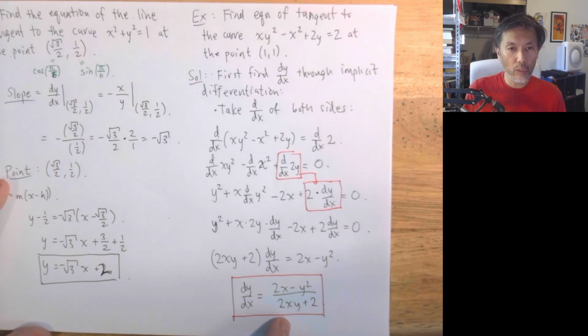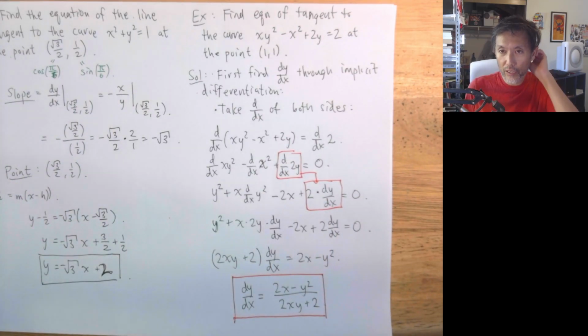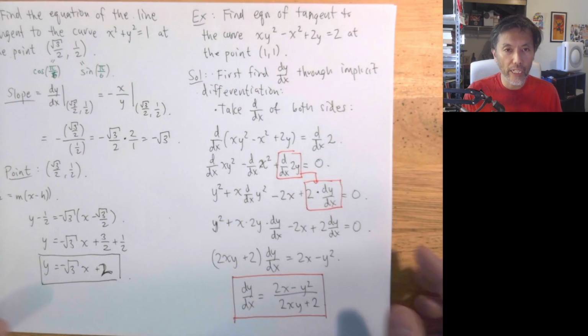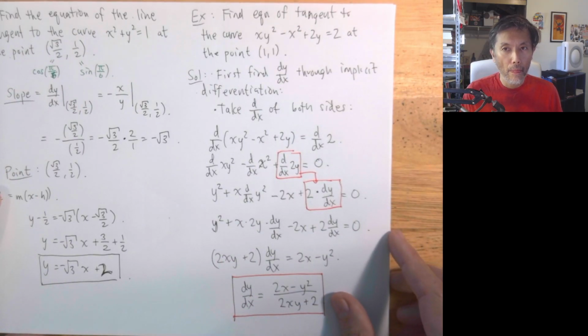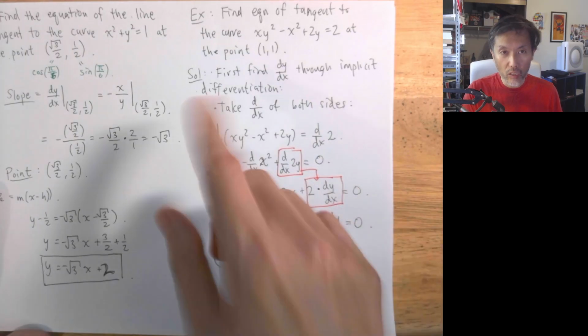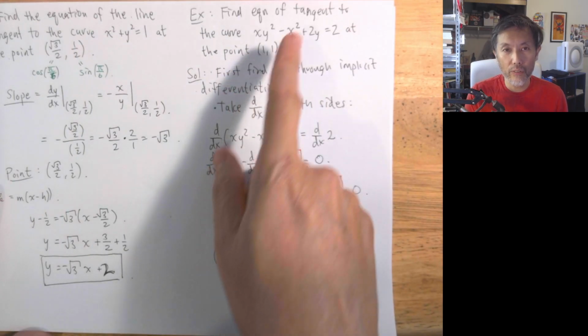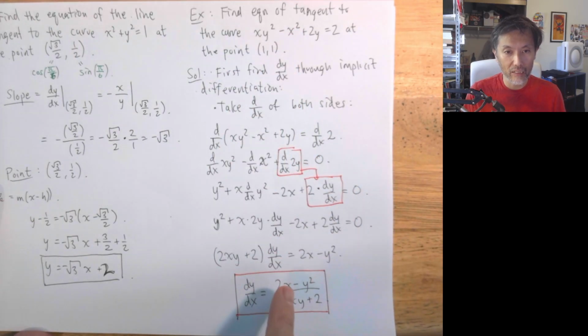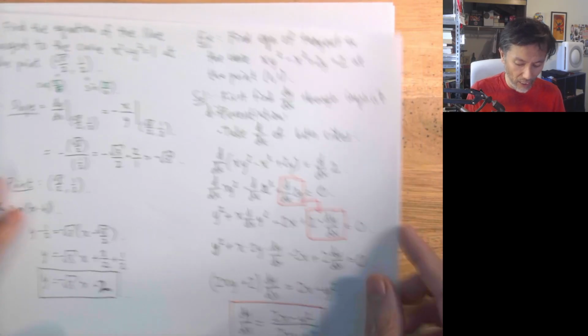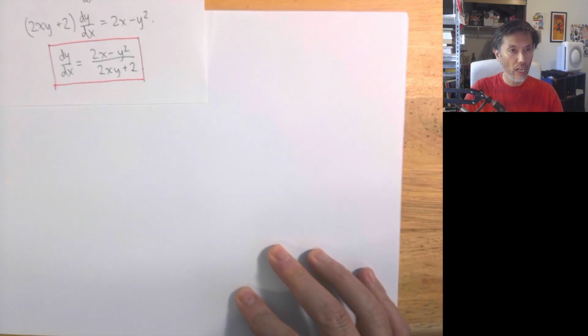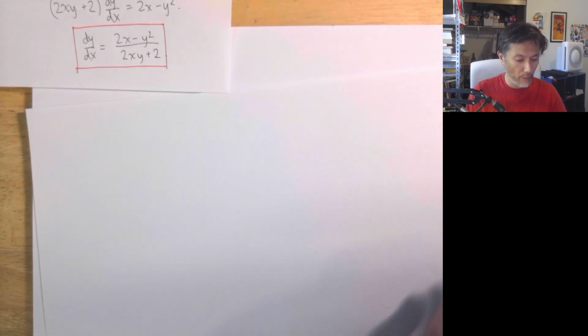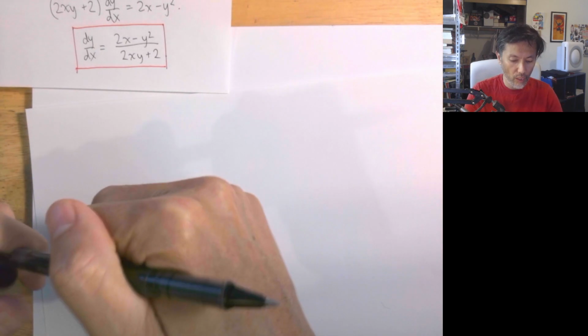And this is the result that we got. Please scrutinize this solution if it seems mysterious. Really, it's just the chain rule again. Okay, well, I want to finish this problem because I didn't actually find the equation of the tangent line yet. We're going to use this dy dx that we've computed here to find the equation of the tangent line. Let me just get a new sheet of paper and record this information.